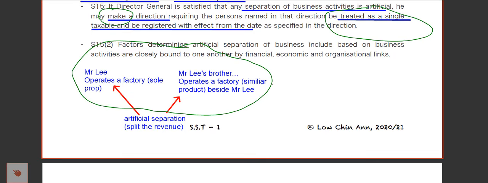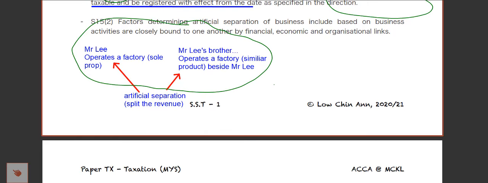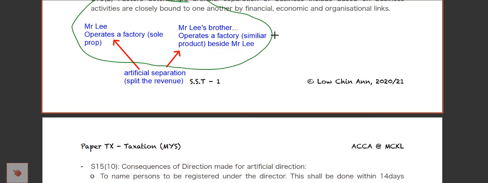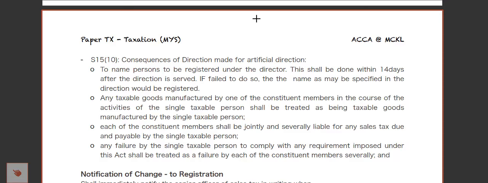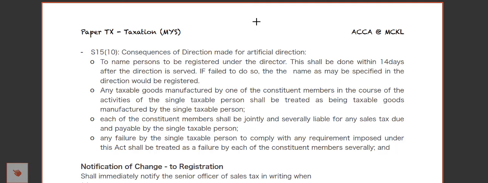There are many factors that the customs will take into account to decide whether or not there is any artificial separation, for example financial links, economic links, and so on. Okay, so if they see you're using the same kind of machine, the same type of staff, the same financing, all that is what they will take into account.